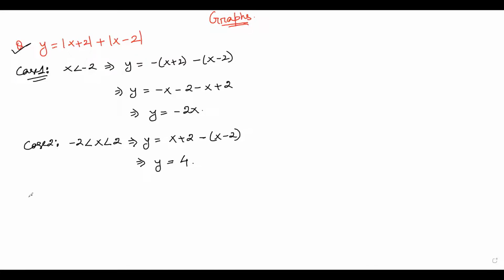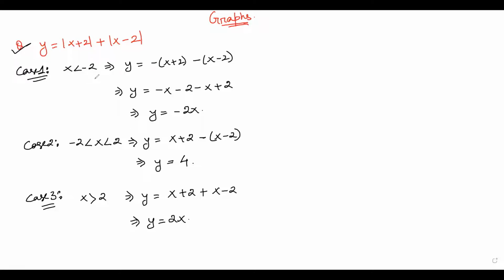In a similar way, if we take the case 3, that is when x is greater than 2, in that case, y would be x plus 2 plus x minus 2, as x plus 2 and x minus 2 both would be positive when x is greater than 2. So that's why mod of x plus 2 and mod of x minus 2 are opened as x plus 2 and x minus 2. Again, if we simplify this, this would be y equal to 2x.